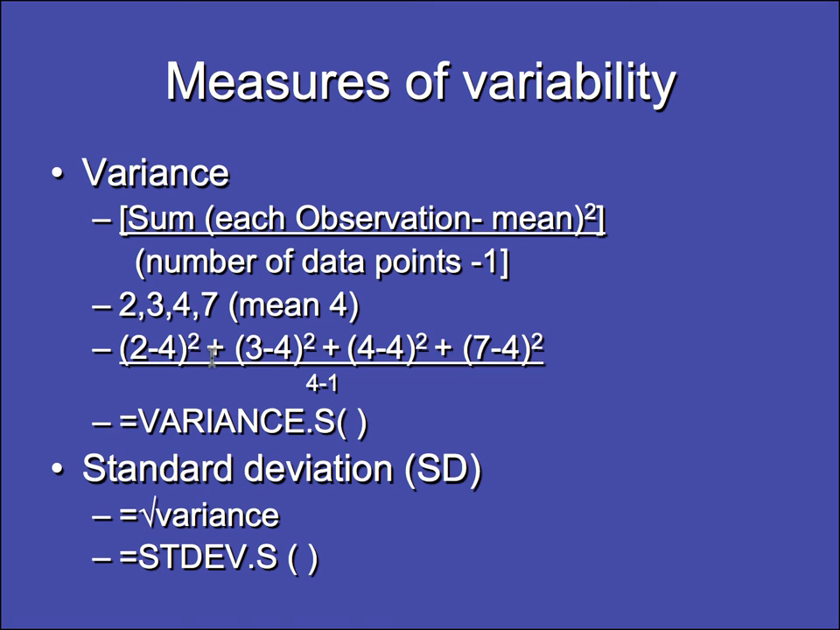So this is what this looks like. So we have 2, that's that first data point, minus 4, and then we square that. And then we add the next observation, that 3 here, minus 4 squared, and then we add 4 minus 4 squared, and then the last data point, 7 minus 4 squared, and then we divide that by n minus 1, so there's 4 total data points minus 1.